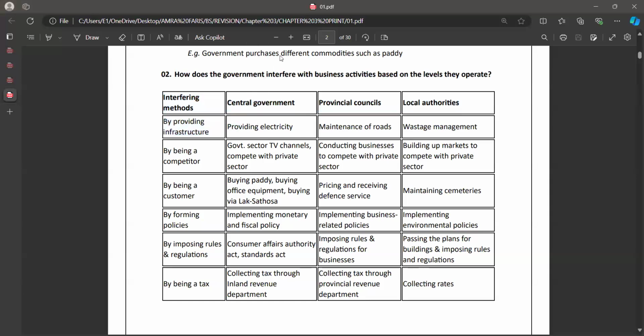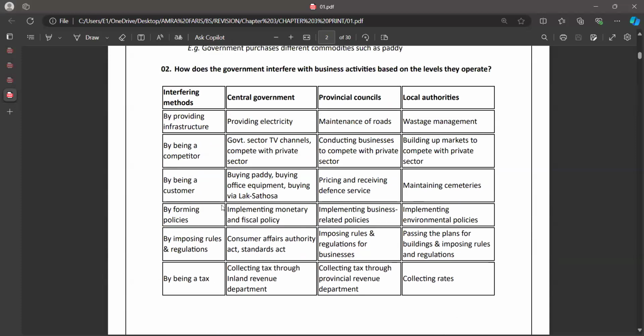Right, now let's study. See here, there are interfering methods. We studied providing infrastructure, being a competitor, being a customer, forming policies, imposing rules and regulations, and being a taxation agent. Now there are 3 levels of government: central government, provincial council, and local authorities. What are the infrastructures provided by the central government, by the provincial council, and by the local authorities? That is what we're going to study.